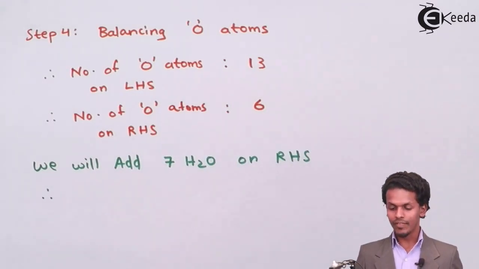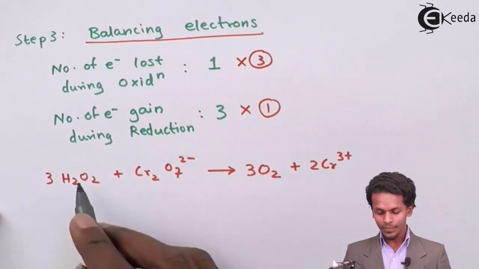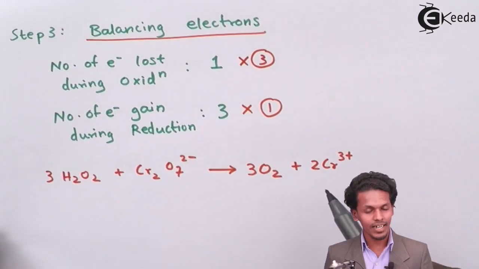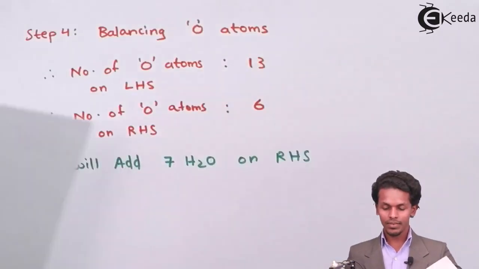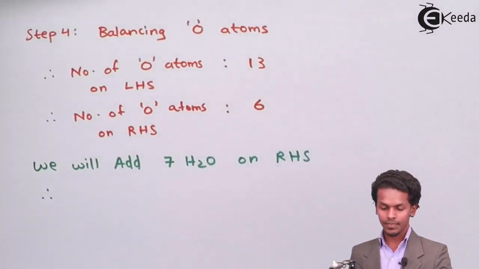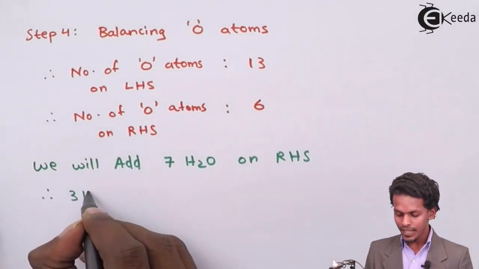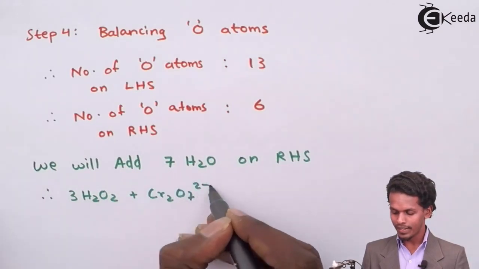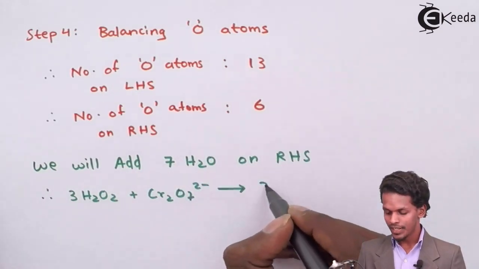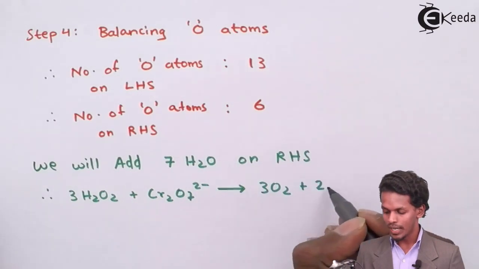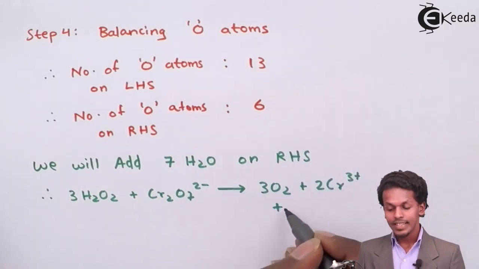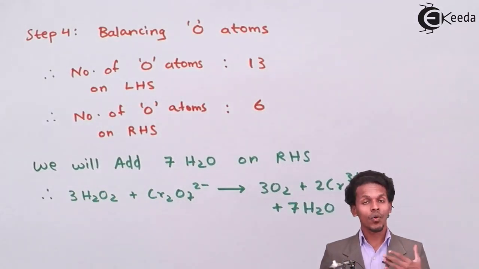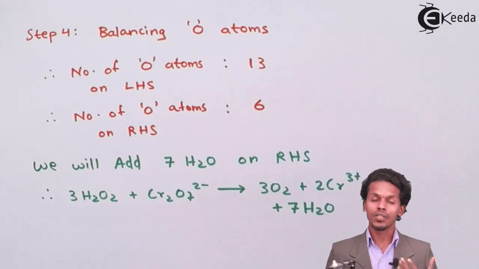The equation that we have recently balanced was this one. Now we are going to add 7 times H2O on the right hand side. So therefore the answer would be 3 times H2O2 plus Cr2O7 2 minus, that should give us 3 times O2 plus 2 times Cr3 plus 7 times H2O. So this is how we have balanced the oxygen atoms.